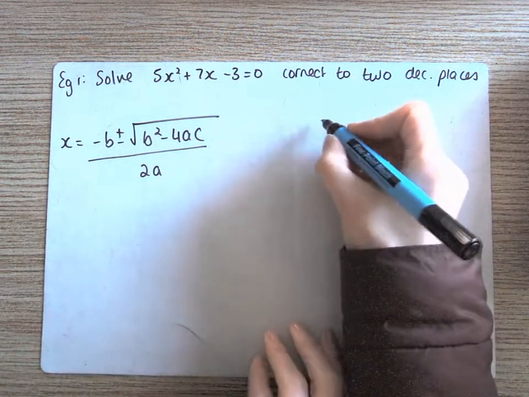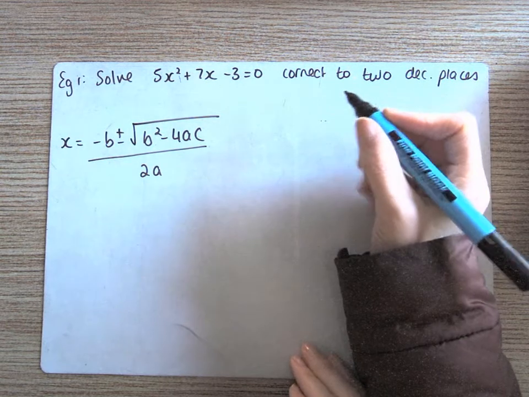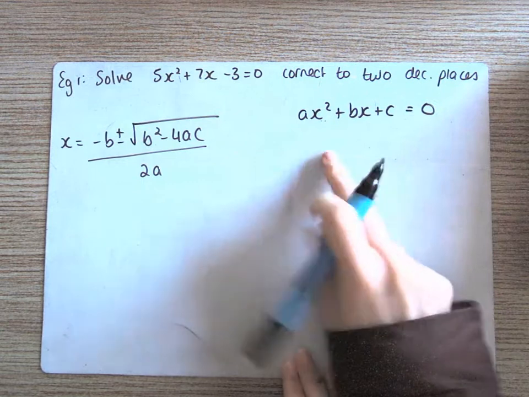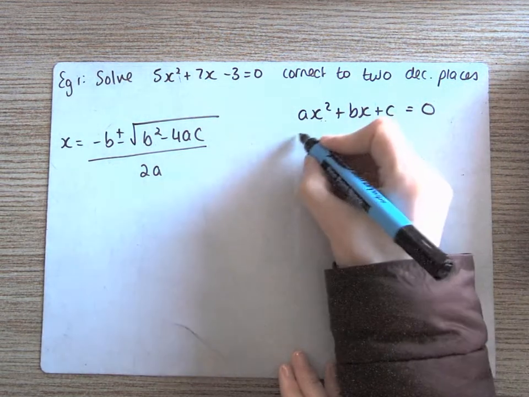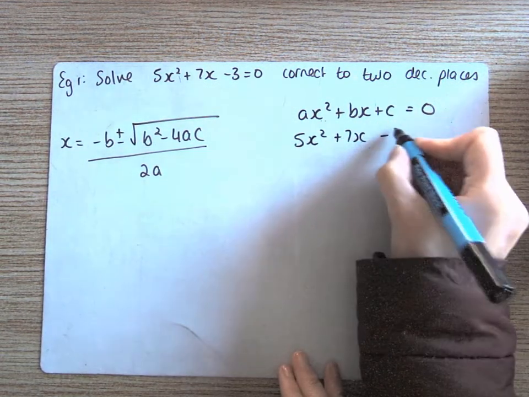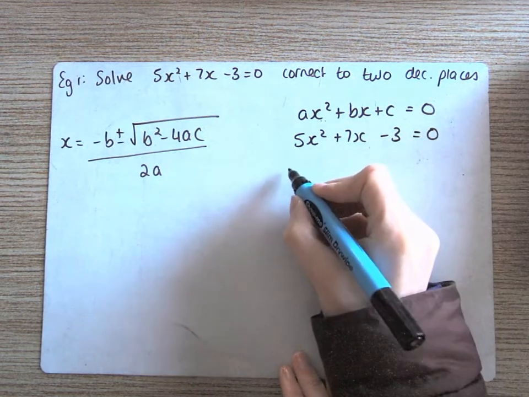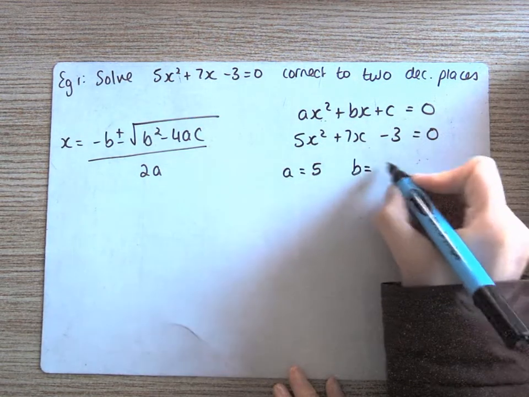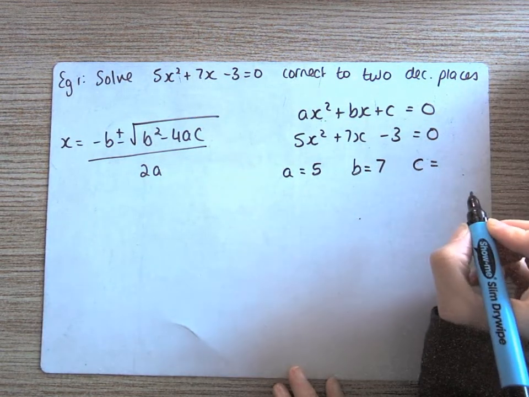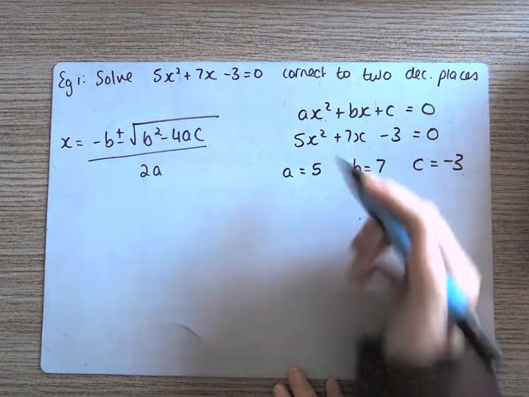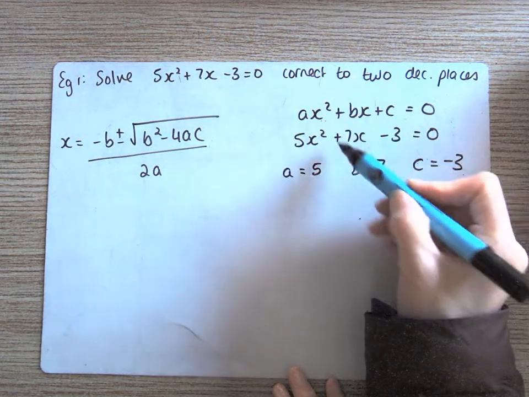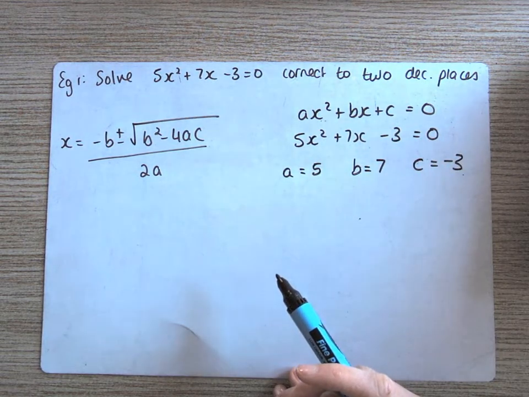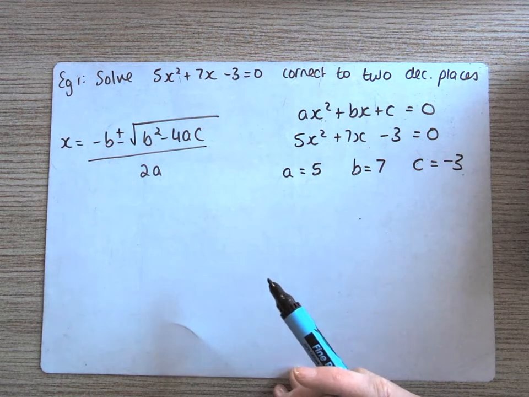And we're going to write out our a, our b, and our c. So remember, it was ax squared plus bx plus c. And we have 5x squared plus 7x minus 3. So can anyone tell me what the a is? 5. A is the number with the x squared. What's the b? 7. And what's the c? Be careful. Minus 3. Good. A is the number with the x squared. B is the number with the x. C is the number on its own. Is that clear? Yeah? All we're going to do now is just fill it into our formula.